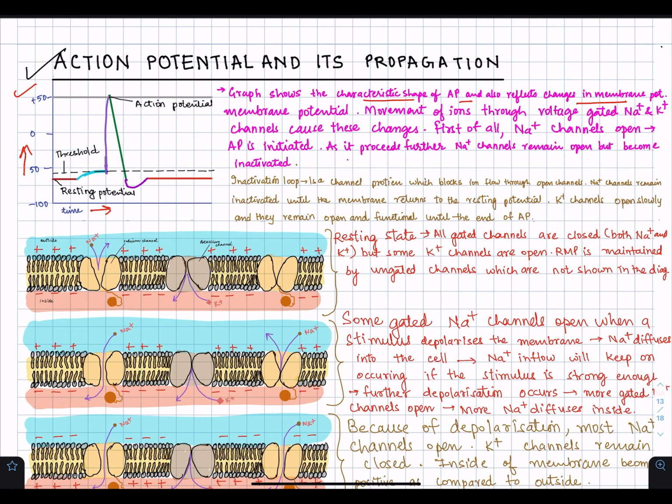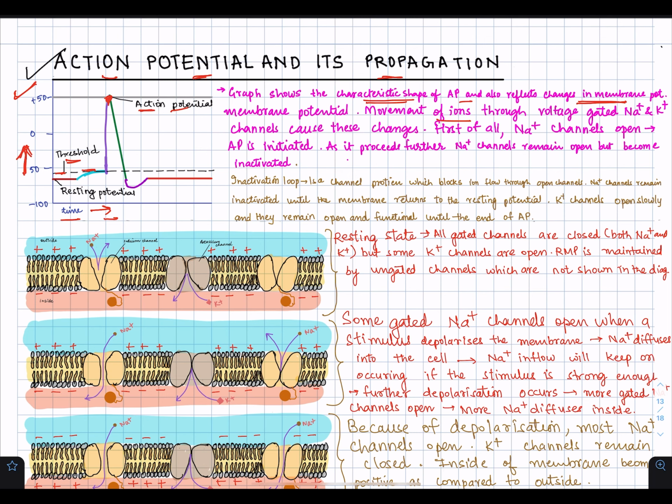Hello friends, in this video we'll study about action potential and its propagation. We have a graph over here which shows time on this axis and this is the stimulus, the intensity of the stimulus. This is the threshold of the stimulus, and when the stimulus crosses the threshold, it reaches this place, which is known as action potential. So it is showing the characteristic shape of action potential and also reflects changes in membrane potential.